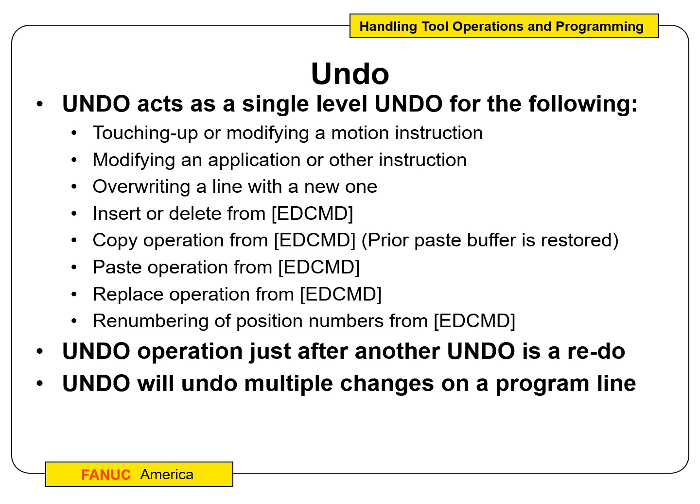Again, overwriting a line with a new line, inserting, deleting, copy operation, paste operation, replace, renumbering, and an undo of an undo is a redo. What that means is if I delete a line and I undo that delete, it will put that line back. If I undo that again, it will basically redo that delete line. And if you have multiple changes on a line of program that you made before you left that line, it will consider that to be one change.